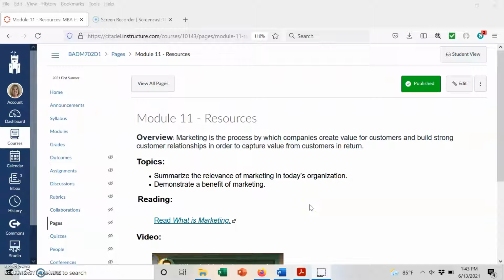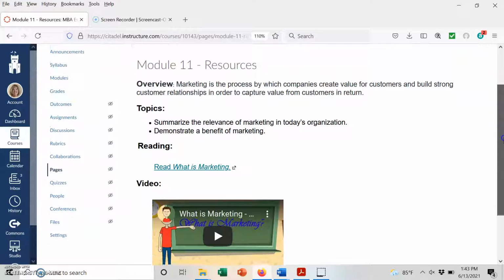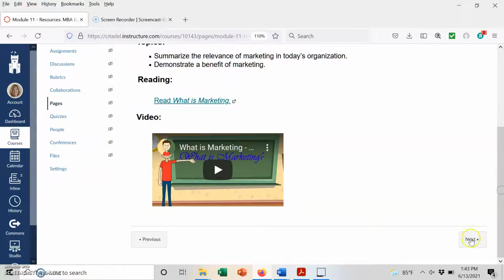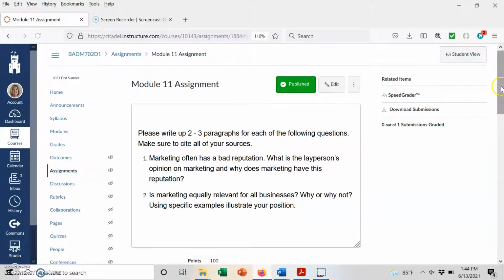This week we're going to start looking at marketing. So the first module on marketing is to introduce you to the idea, give you a definition about marketing for those of you that don't do this already.